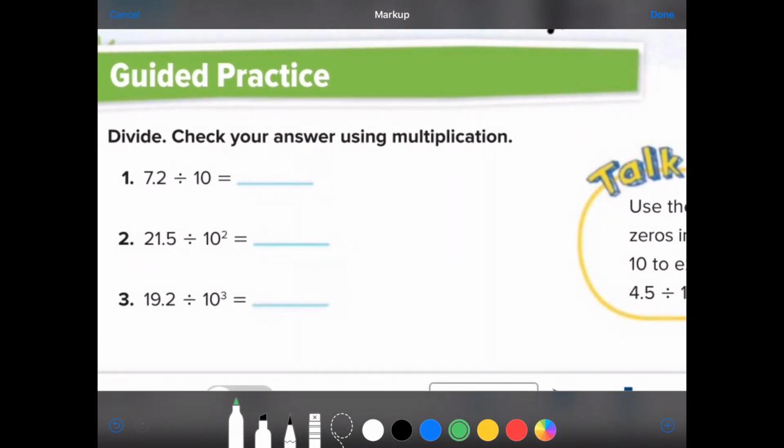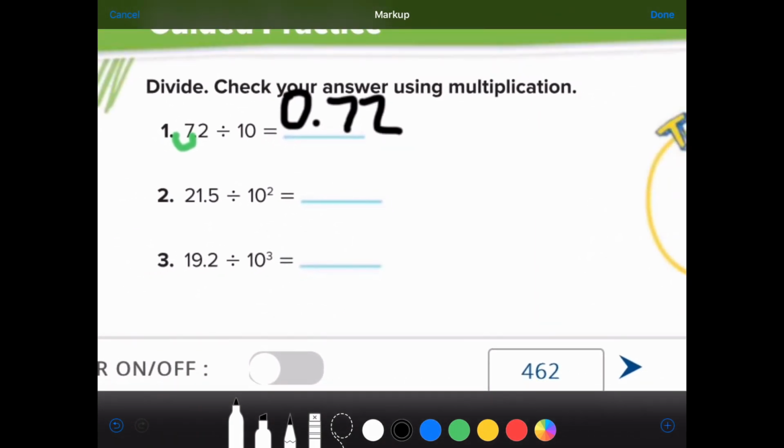So let's try that. So we are dividing by 10, which means our decimal is going to move to the left one spot. So then our answer is going to be 0.72. But we need a placeholder there just so it looks proper. Number 2, we are going to translate this first. 10 squared is the same as saying 100. And there are 2 zeros there, so we move 2 spots, 1, 2. So then our answer is going to be 0.215, but we also need a placeholder right there.